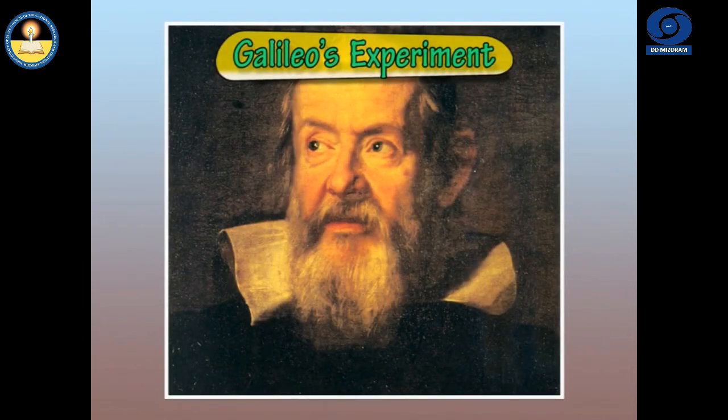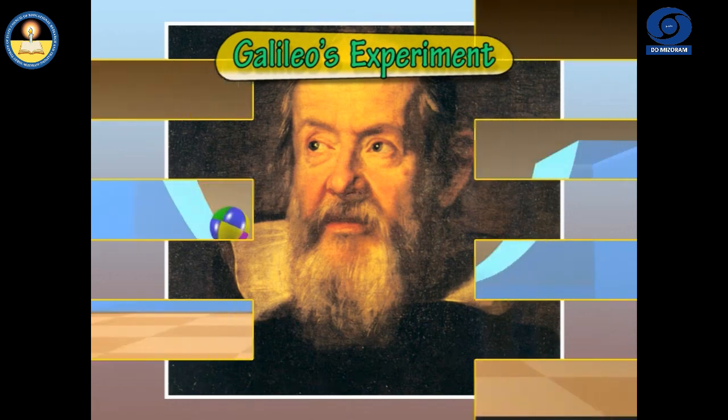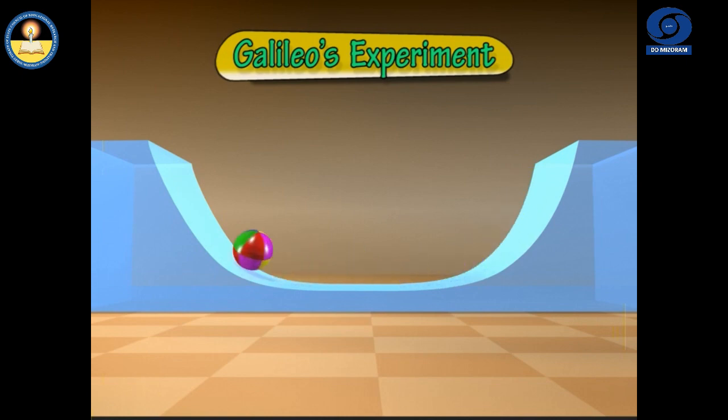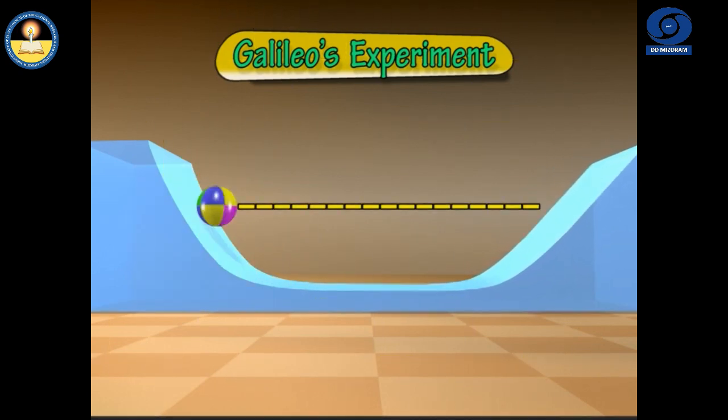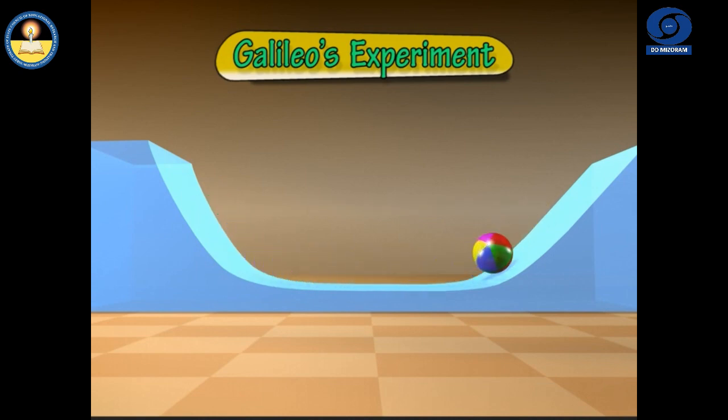Before 1600, the normal state of rest was considered as the natural state of matter. Galileo, through his experiment, described a different approach to motion and the natural state of matter. When a ball is released on a smooth surface having two ramps, it attains the same height again. If we make the second ramp steeper, the ball again attains the same height after traveling a larger distance.